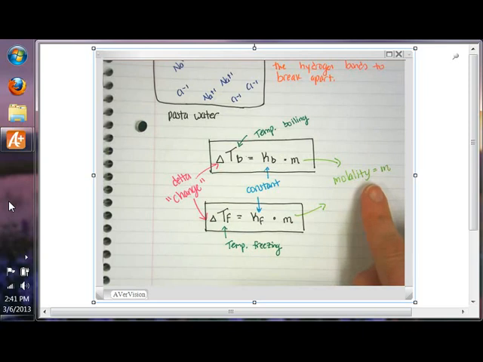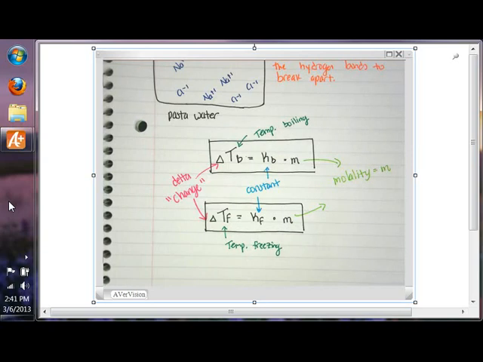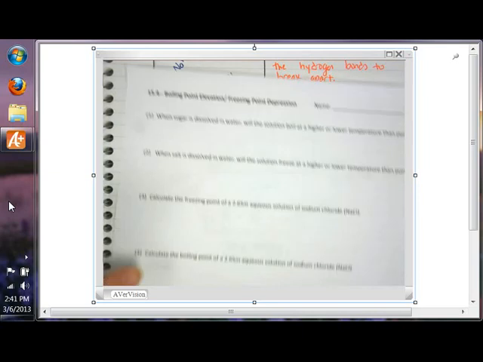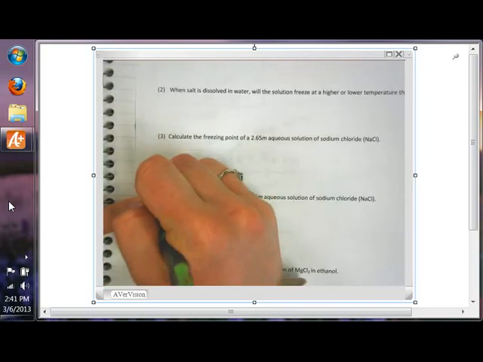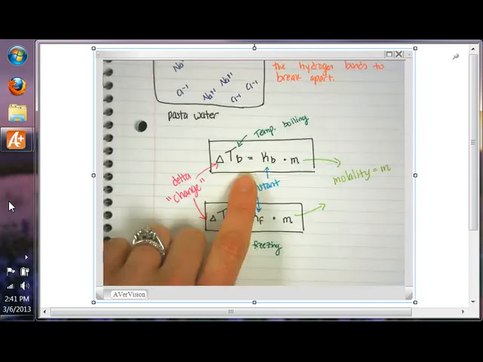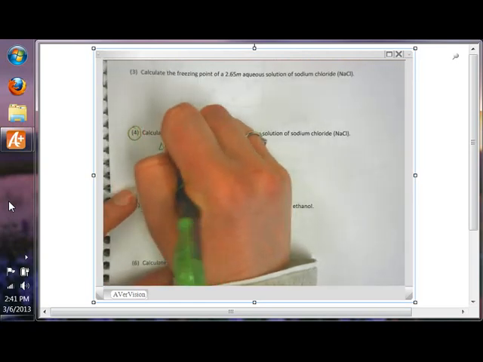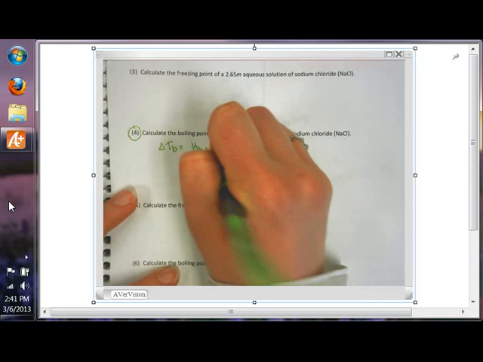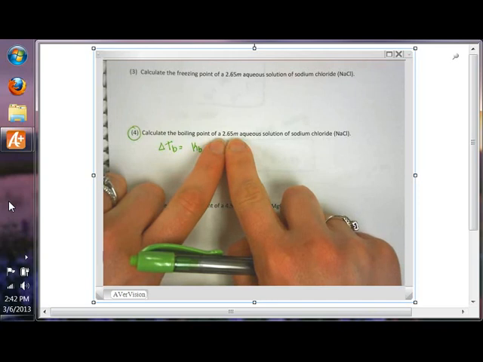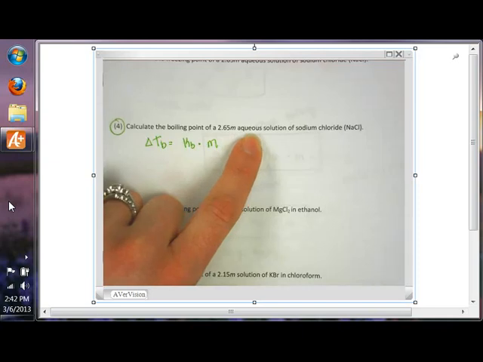So now you are going to grab your worksheet 15.4. If you don't have it, pause the video. And we are going to start with number 4 together. Number 4 says calculate the boiling point. So since it's boiling point, it's going to be this formula: delta TB equals KB times molality. Now notice they give you the molality. They give you that the molality is 2.65 molal, and it's in an aqueous solution. That means it's dissolved in water, H2O.